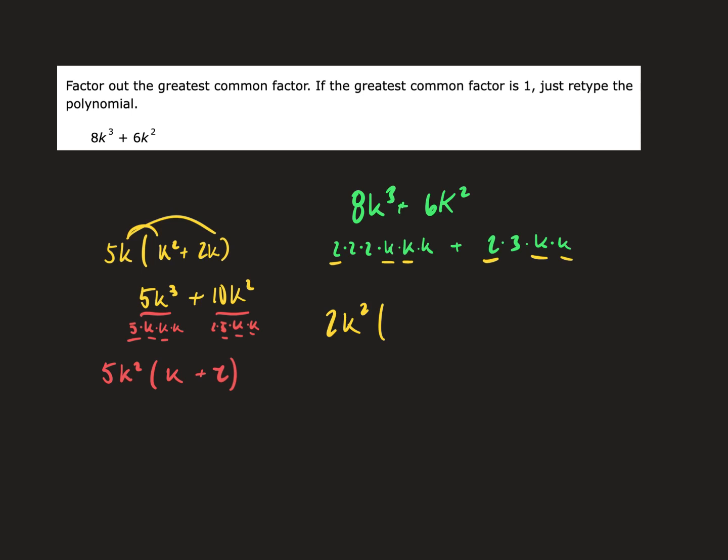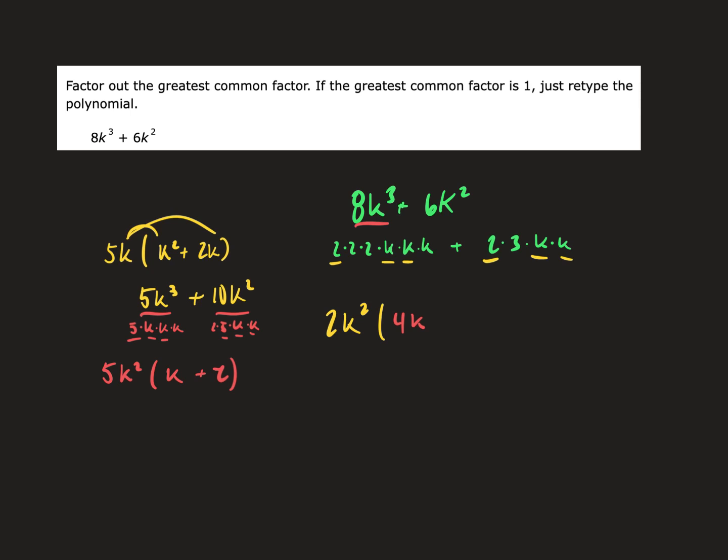So again, what we're going to do is list what's on the outside, what's being distributed, and what it's multiplying. So 2k squared times what is 8k cubed. So to go from 2 to 8, I would need a 4. And to go from k squared to k cubed, I would need another k. And then a plus, or whatever the sign is.